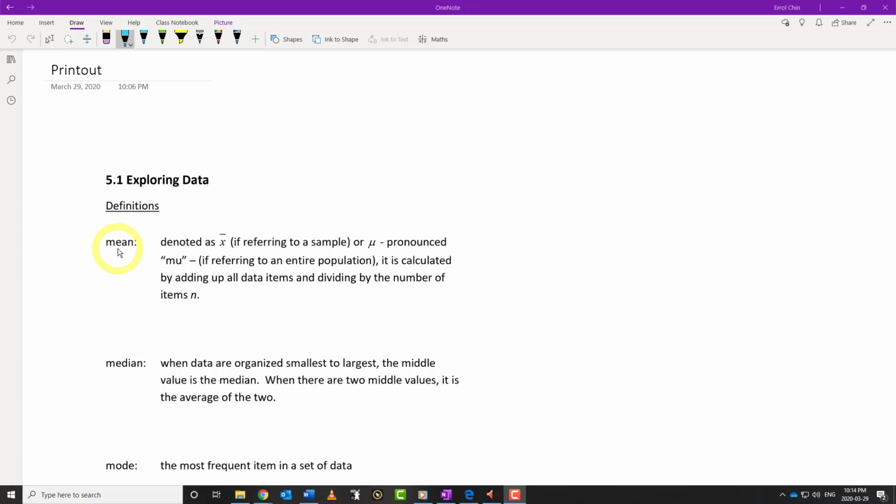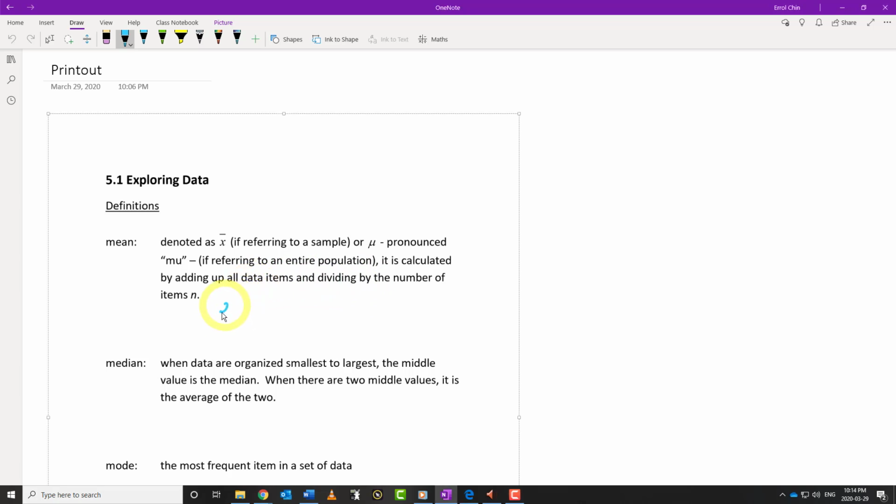So the first definition is the word mean. It says here it's denoted as what looks like an X with a little bar on top of it, so it's referring to a sample, or this weird upside down U, pronounced mu, which is referring to an entire population. So X bar is the average for a sample, and mu is the average for a population. And it's calculated by adding up all of the data items and dividing by the number of items.